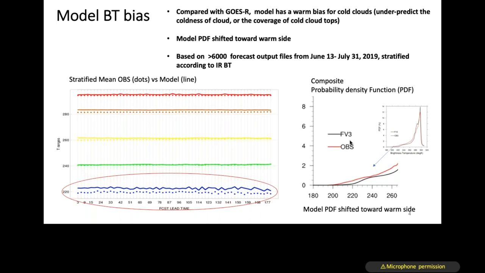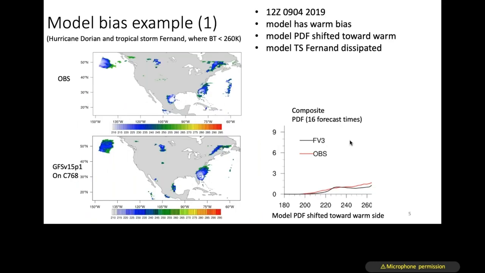So can we see this bias in our examples? To highlight the cold areas, in this example, which is the example you saw earlier, we only plotted the cold end. This is a Hurricane Dorian simulation. If you compare here, the observed brightness temperature has a very cold area here. I think it's Tropical Storm Fernand, but in the model it's missing, maybe dissipated. Also here, you see some structures in the observed BT that are missing here. And here, you see the temperature is colder than here. And the PDF for this storm only, we can see the model is shifted to the warm side, the same bias we see.